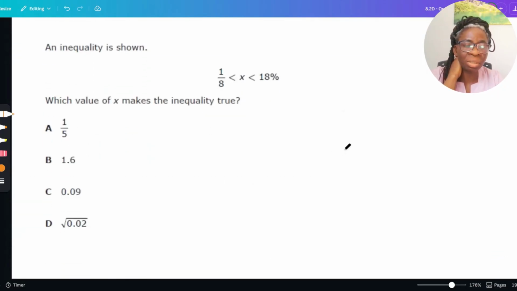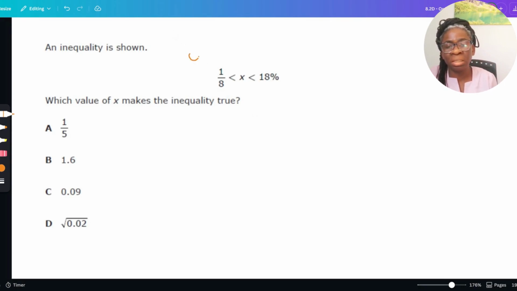And lastly, okay, not lastly, an inequality is shown. Which value of x makes the inequality true? So let's see, what is 1 over 8? 1 over 8 is 0.125. And what is 18%? 18% is 18 divided by 100, and that is 0.18. So the question is now asking which x makes the inequality true. So what is 1 over 5? 1 over 5 is 0.2.